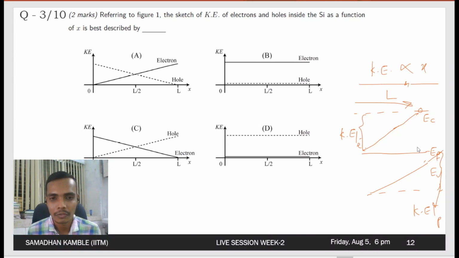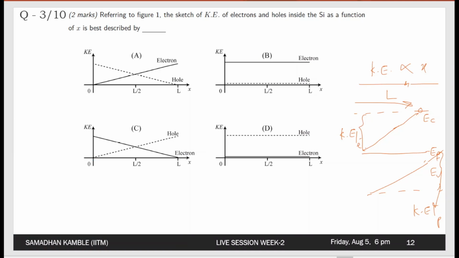So okay, what do you guys think is the correct option for this? Can I have a couple of answers for this? This is just a simple thing. What do you think is the correct option? I have described the kinetic energy inside the band diagrams. Can I have one answer? C option.